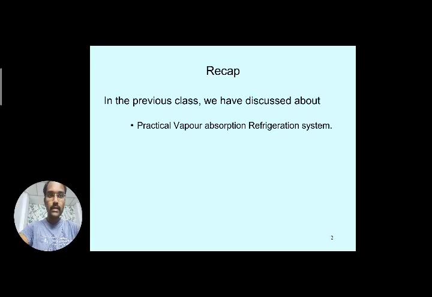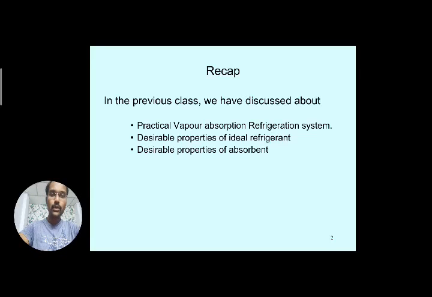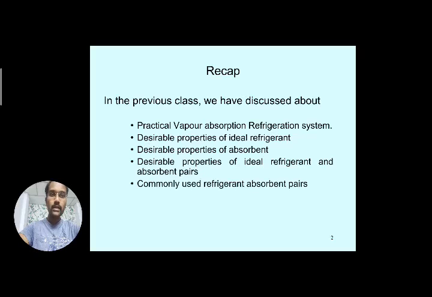All those things we saw in the previous video class, and we also saw the properties of the ideal refrigerant, the properties of the absorbent, and the combination of both. Whenever they combine, what properties are obtained when the combination takes place. All the properties we saw for different cases, and also the commonly used refrigerant-absorbent pairs.